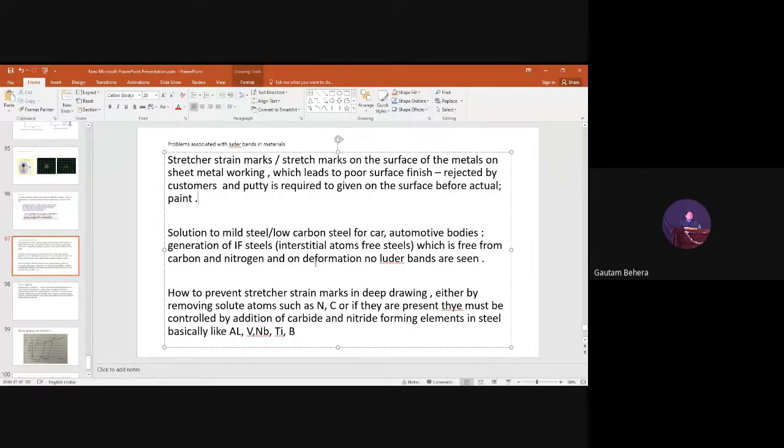Right? What is the solution to the problem? The solution to the problem is either we can get rid of these interstitial atoms like carbon and nitrogen from the material, right? So that they will not diffuse into the dislocation core and pin up the dislocation, right? That is one of the solutions. That can be achieved by adding some strong carbide and nitride forming elements like aluminium, vanadium, niobium, titanium, boron. These elements will form carbides and nitrides. So due to formation of strong carbides and nitrides, we can get rid of the pinning effect by these solute atoms, carbon and nitrogen.